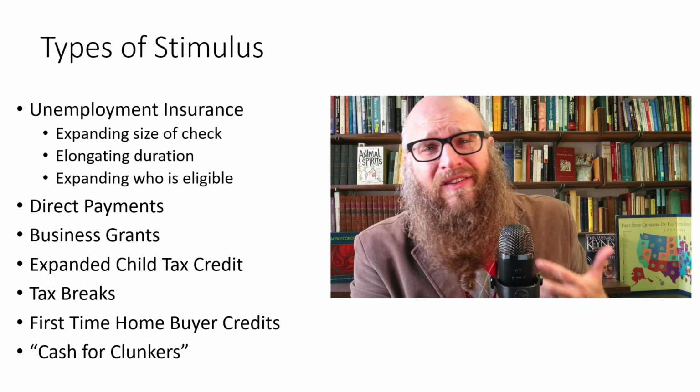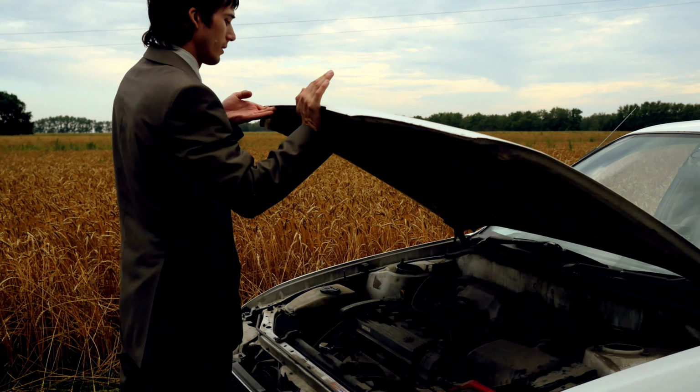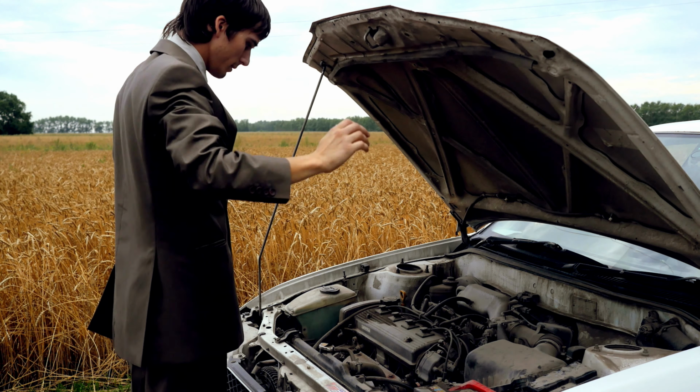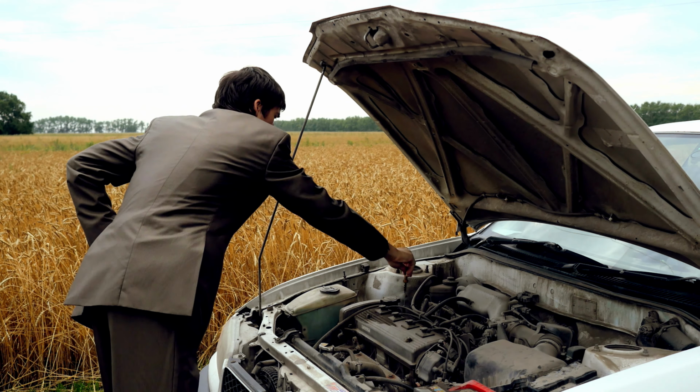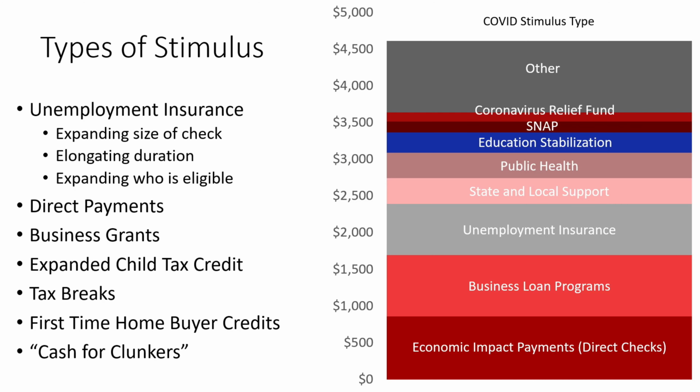They also tried this cash for clunkers program, so the demand for cars went down in 2009. And so kind of as an environmental measure, they said if you bring in your clunker, we'll give you a tax credit, and then you turn around and buy a newer vehicle. Some of these stimulus measures are more effective than others. But in terms of size, it's worth going over how big the COVID stimulus program was.